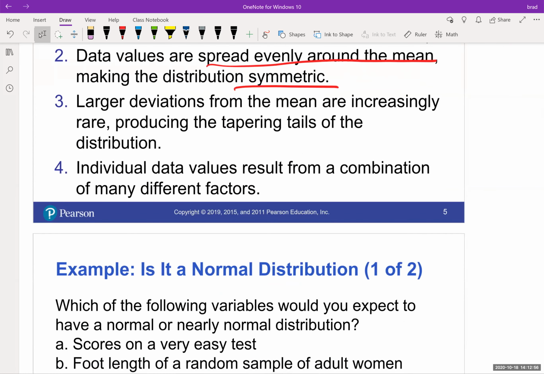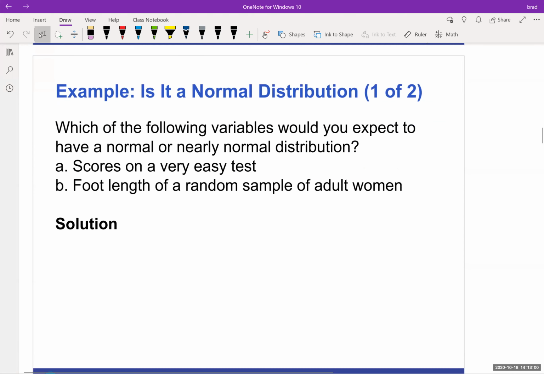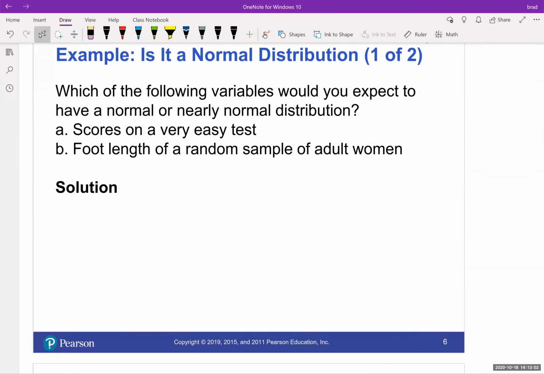And lastly, individual data values result from a combination of many different factors. Okay, well, that's kind of a catch-all. That could be anything. Okay, so it says, which of the following variables would you expect to have a normal or nearly normal distribution, or approximately normal? Scores on a very easy test, or foot length of a random sample of adult women.